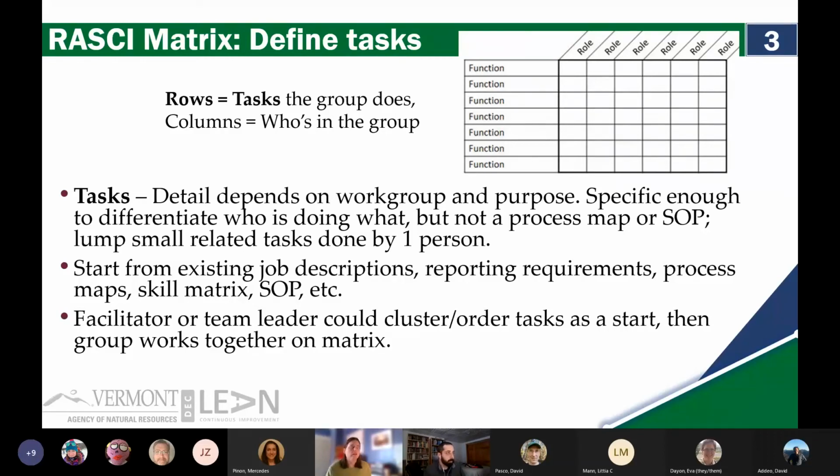If you were doing this not at the level of a work group or a section, but something much broader in state government, then these might become very general. It's not as much how the tool is used, but you could use this at a higher level, and then your tasks would also be more general.